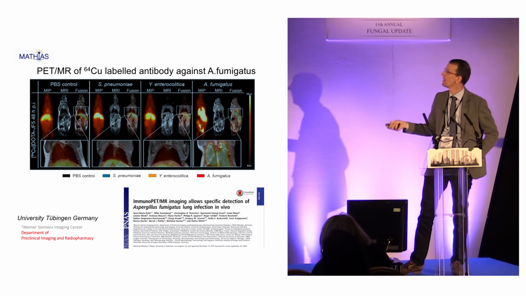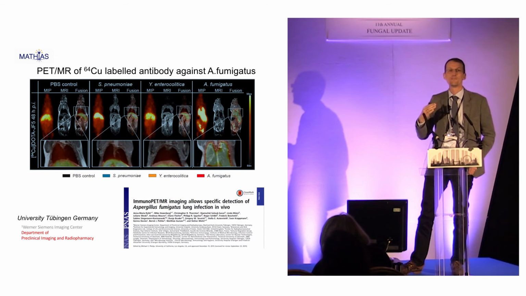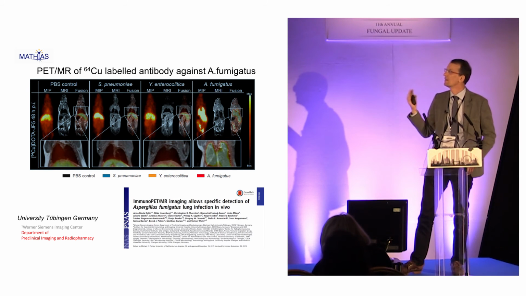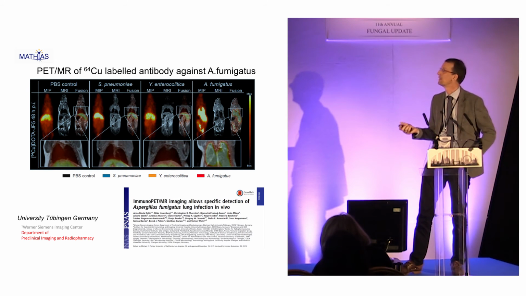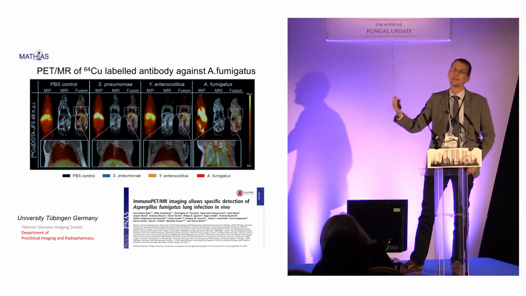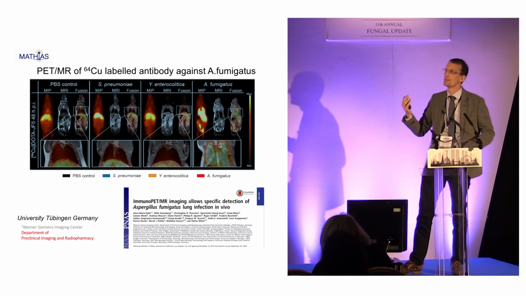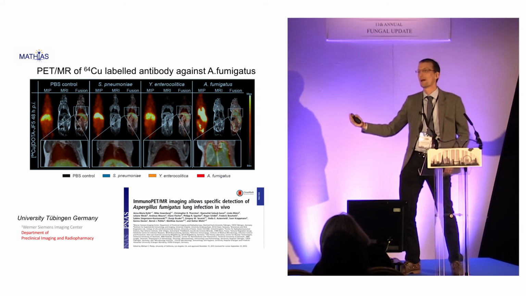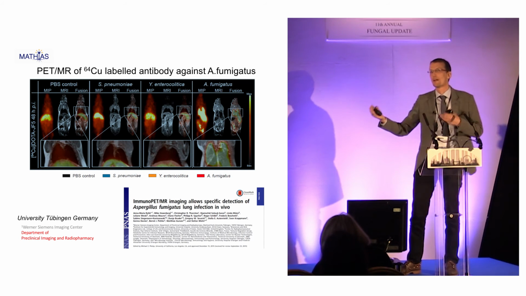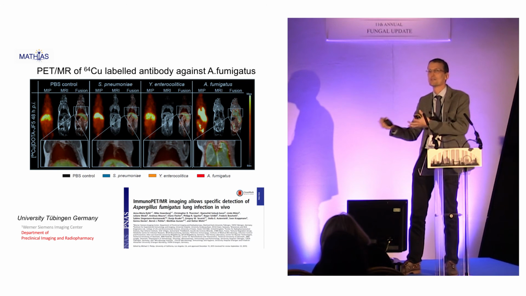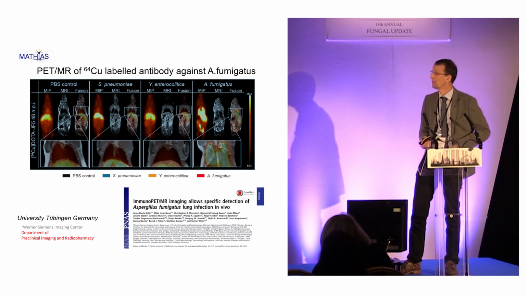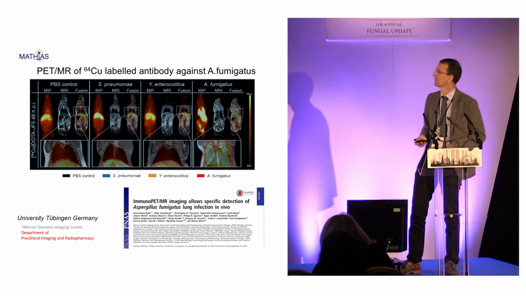The advantage maybe of this is that it's more specific, so really Aspergillus fumigatus specific. The disadvantage, in my opinion, is that it's a radiolabeled antibody, and we know that antibodies, as larger molecules, need longer imaging times. So typically you get the signal after 24 hours or something like that, which makes the method as such a little bit practically challenging, I think.